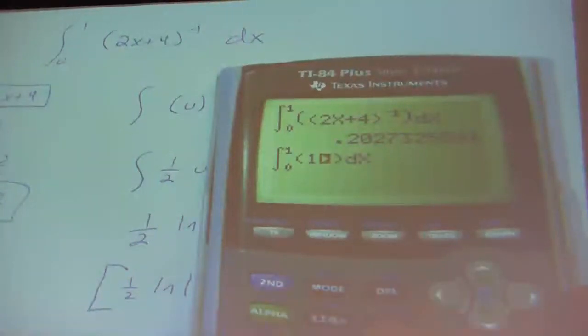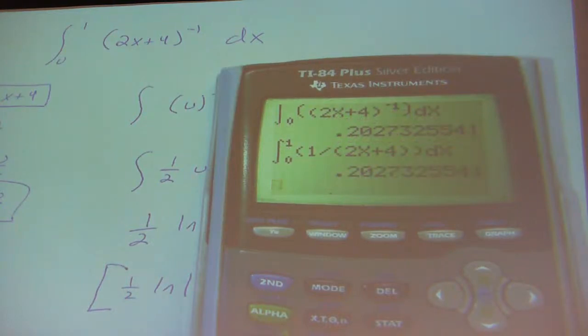1 divided by parenthesis 2x plus 4. That parenthesis does make a difference. But did everything match up? The work by hand and the work in the calculator? Okay? So let me add one.